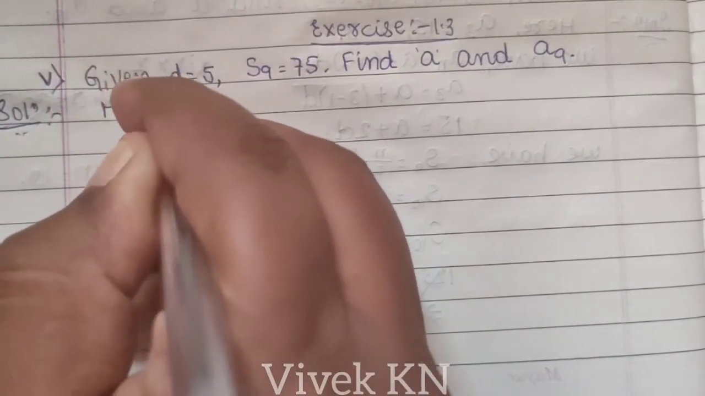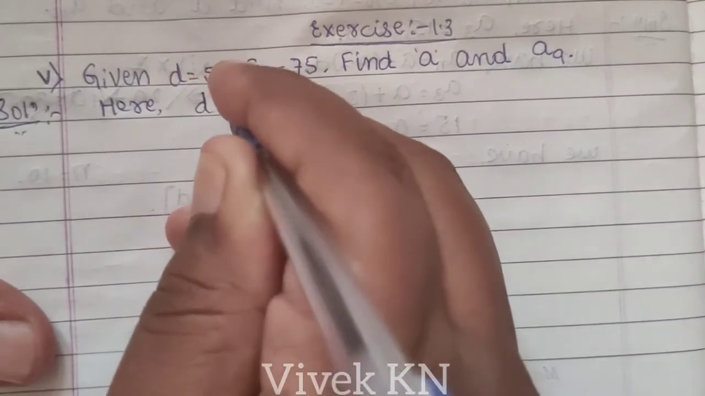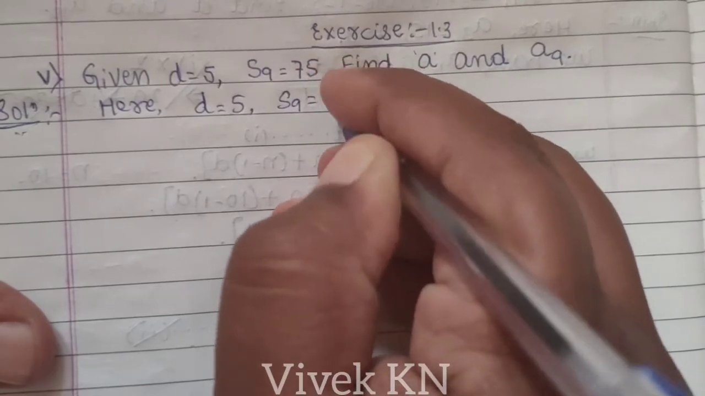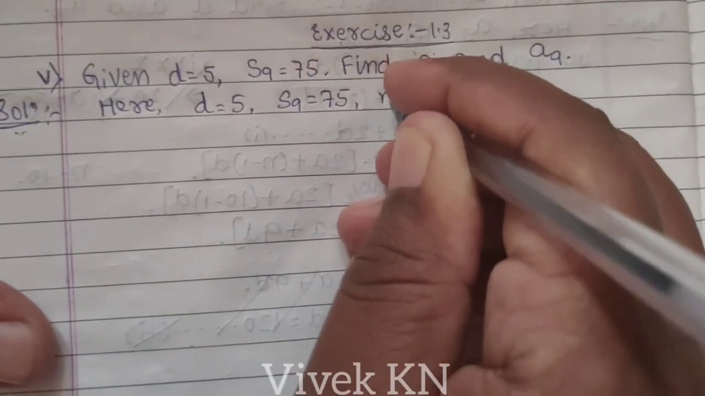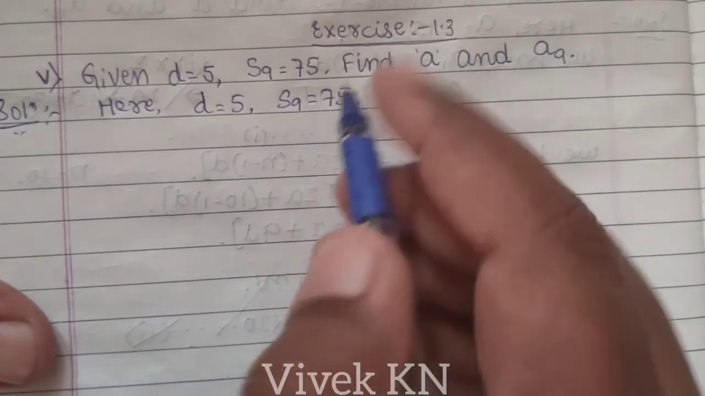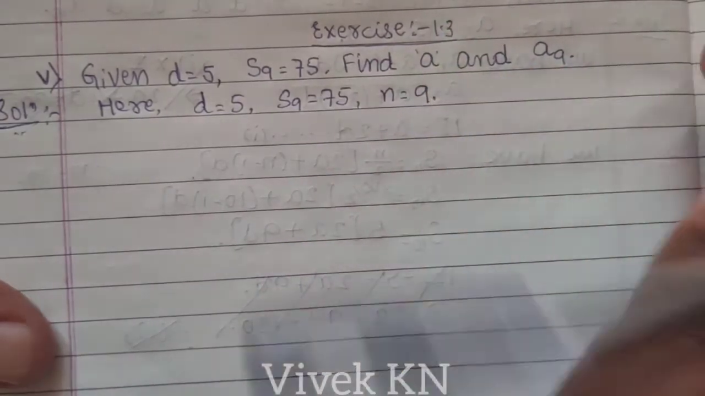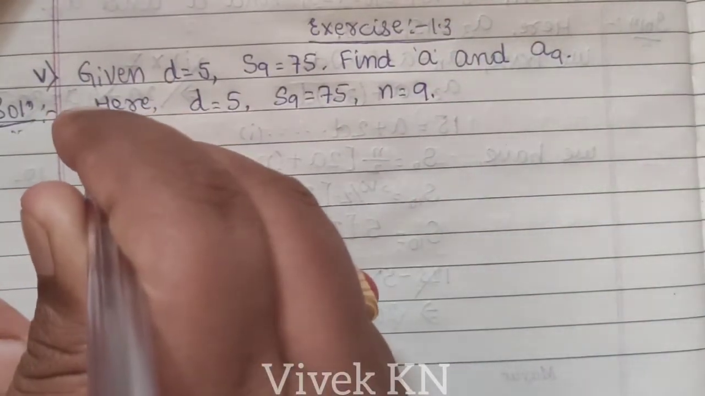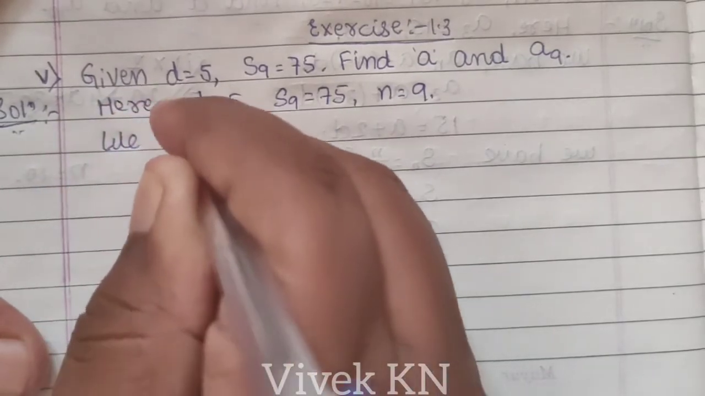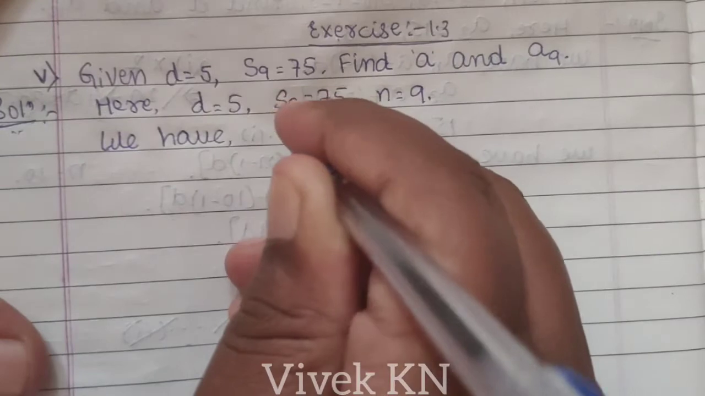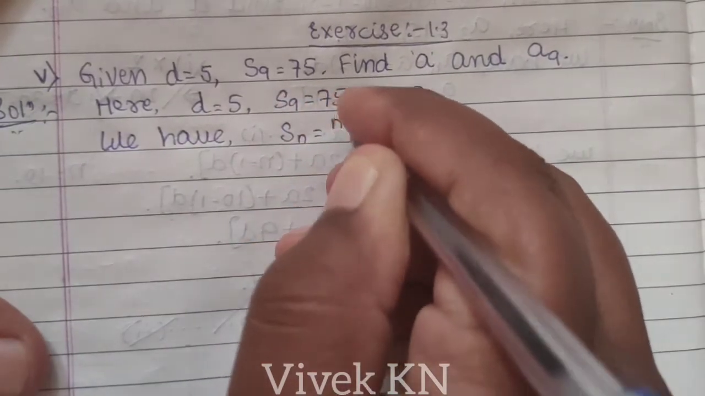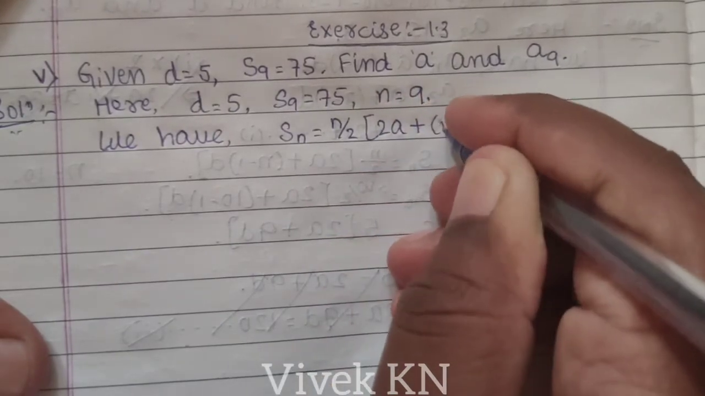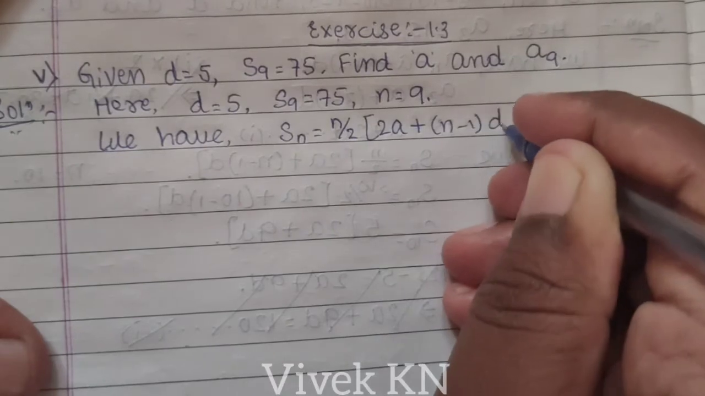Here, given d is equal to 5, S9 is equal to 75 and the value of n is 9. Now let us write the formula of the sum of first n terms, that is Sn is equal to n by 2 into 2a plus n minus 1 into d.